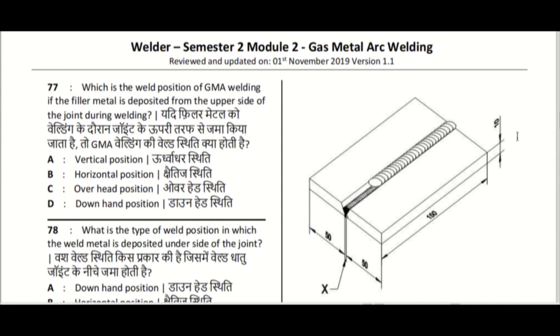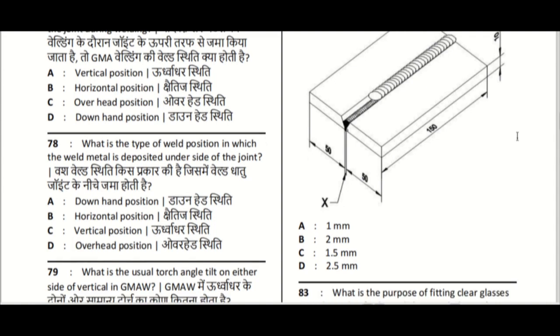This is the welding position of gas metal arc welding. If the filler metal is deposited from the upper side of the joint during welding, it is downhand position.